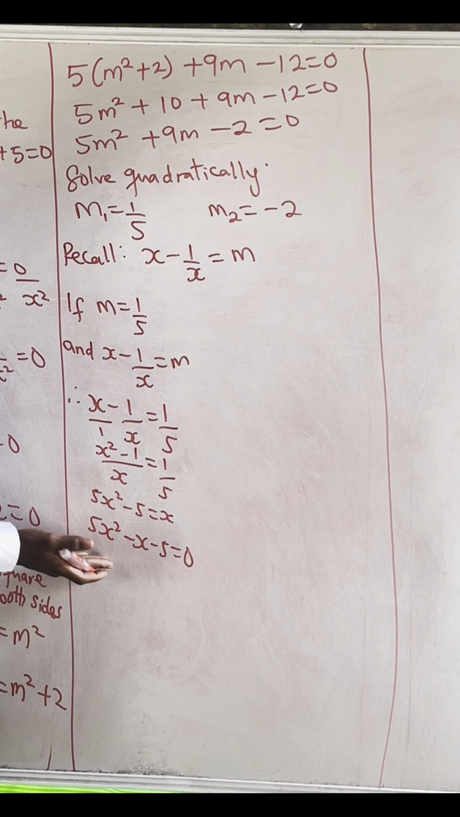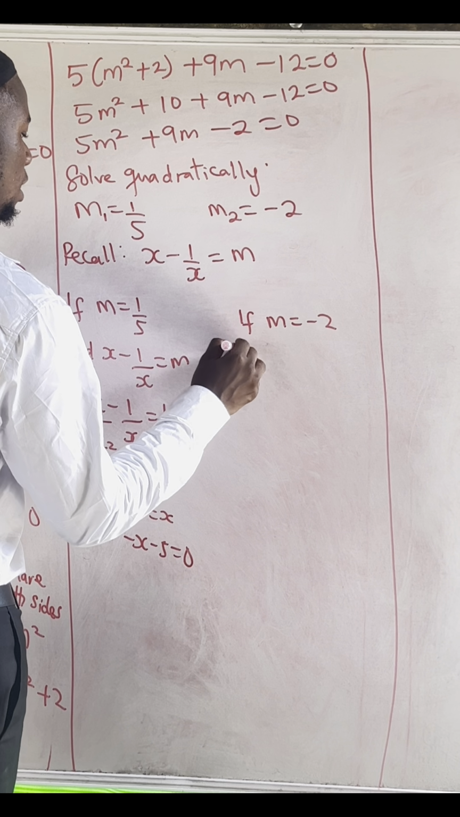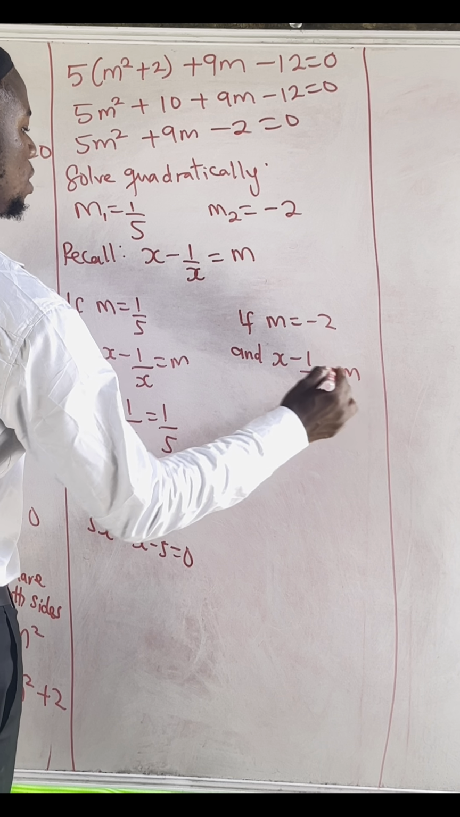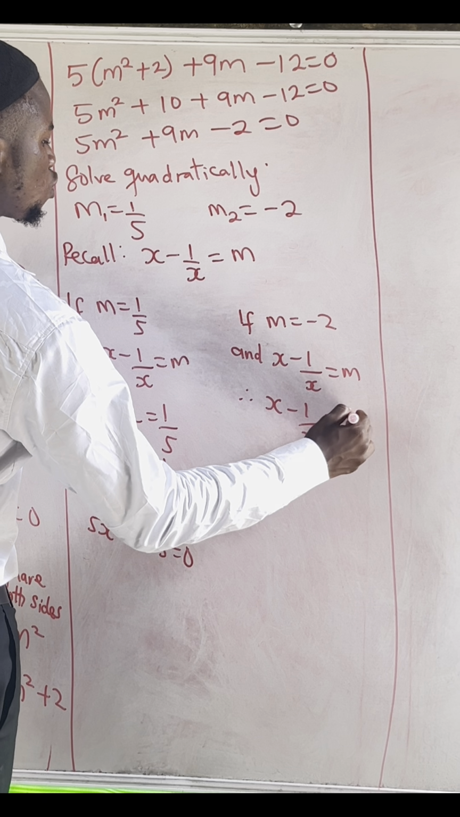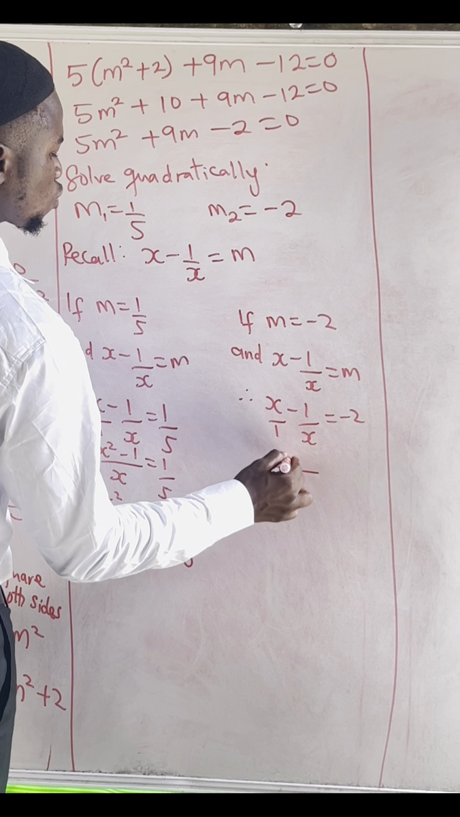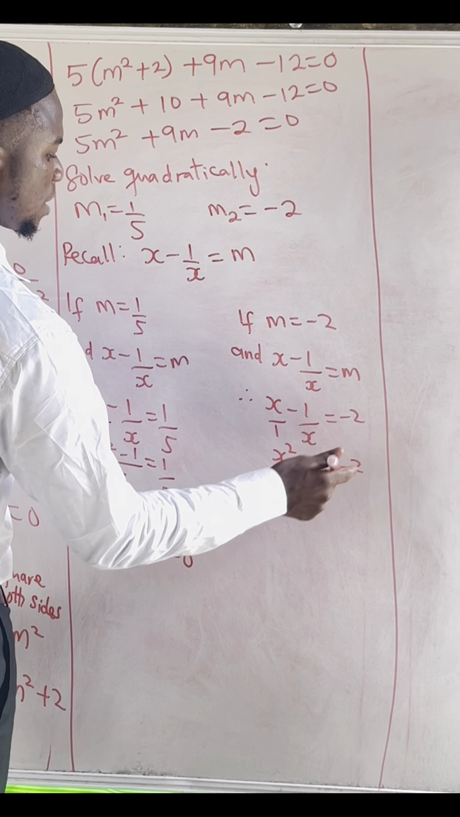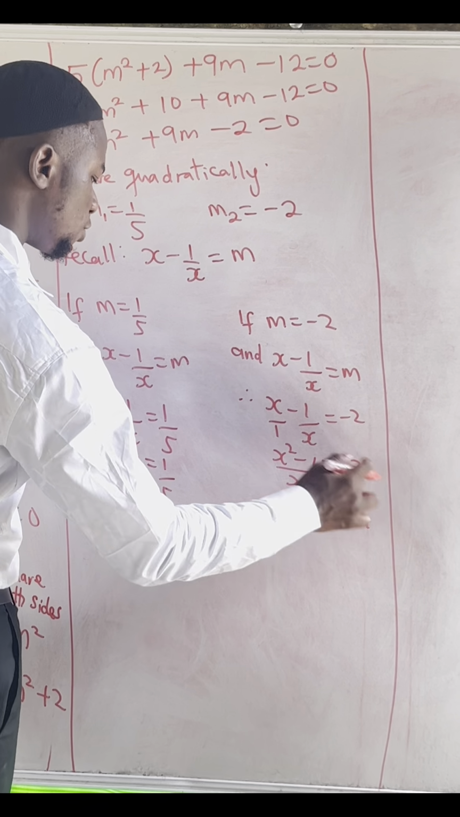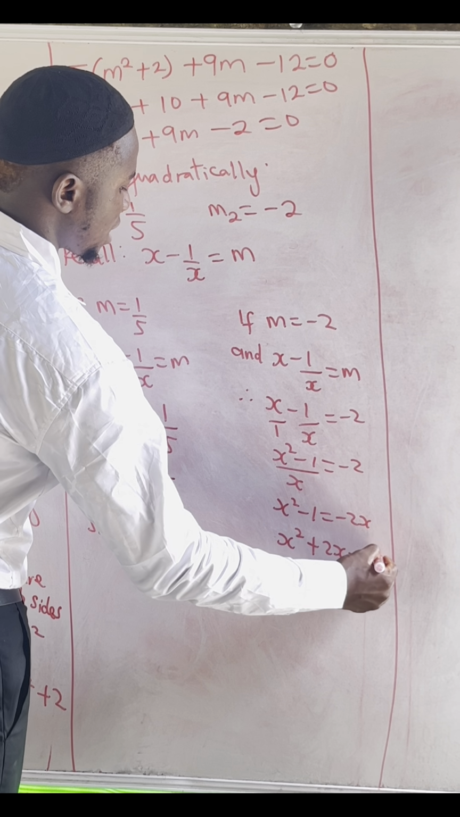Now, you know I've gotten a quadratic, right? So I will also say if m is equal to minus 2 and x minus 1 over x is equal to m, so therefore x minus 1 over x will equal minus 2. So also look for the LCM. 1 in x times x, x squared, minus x in x, 1 times 1, 1, is equal to minus 2. Then cross multiply. This will then be x squared minus 1 is equal to minus 2x. Bring this minus 2x to the other side. That will be x squared plus 2x minus 1 is equal to 0.